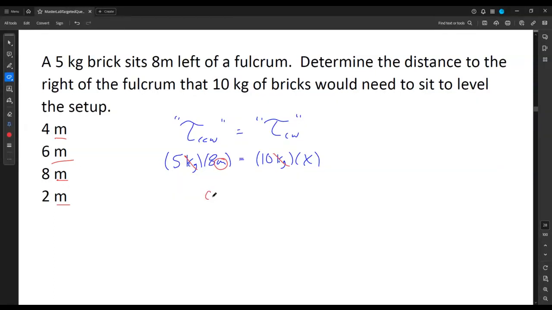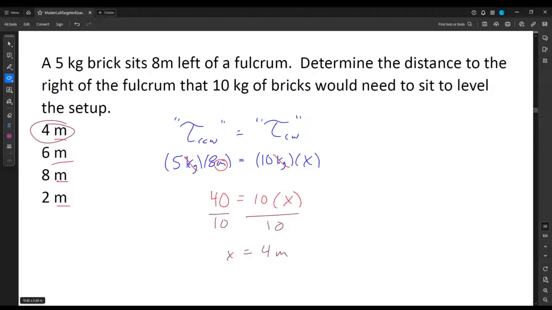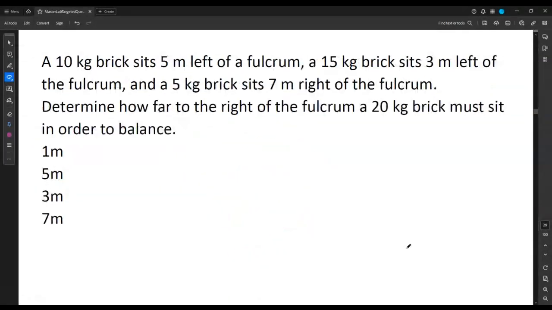5 times 8 gives us 40. And 10 times x, we don't really know what to do with that yet, but that is very quickly going to give us an answer. So we don't know x right now, but you've probably already figured it out. There we go. See, if I talk long enough, we just get to the answer. Okay, now that was a relatively simple one.